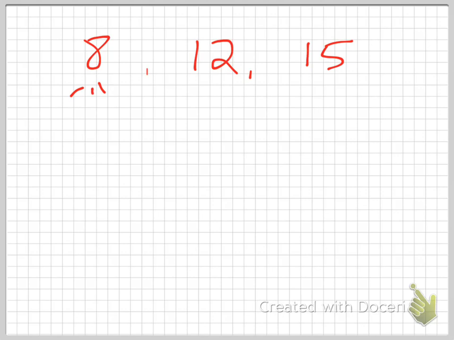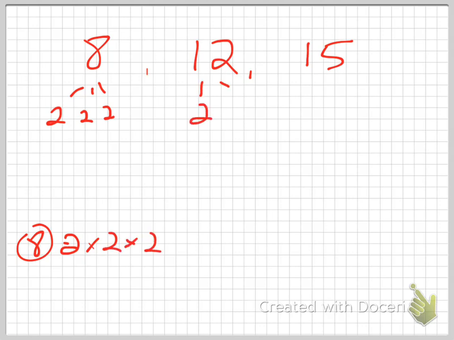What is the prime factors of 8? 2, 2, 2. So 8 is 2 times 2 times 2. 12 is 2 and 6, which is 2 and 3. 12 is 2 times 2 times 3.